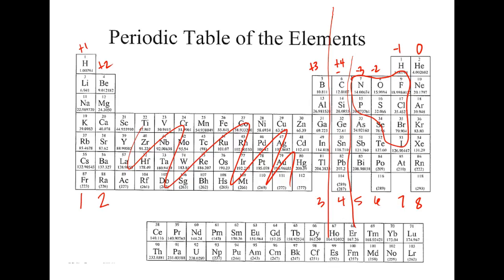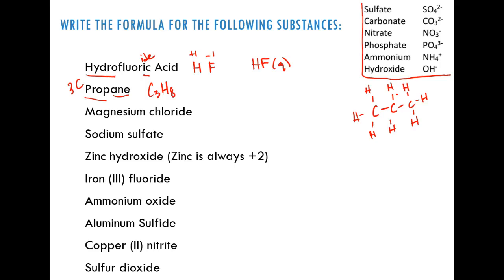Magnesium chloride. Magnesium is an alkaline earth metal that would be +2, and chlorine is a halogen, which would have a -1 charge. So putting those 2 together, +2, -1, we would come up with the formula MgCl2. Sodium sulfate. Sodium is an alkali metal, which would have a +1 charge, and sulfate is on our ion list up here at the top, SO4 -2. Remember, for ionic compounds, if the charges don't add up to 0, we do need to crisscross, so Na2SO4.